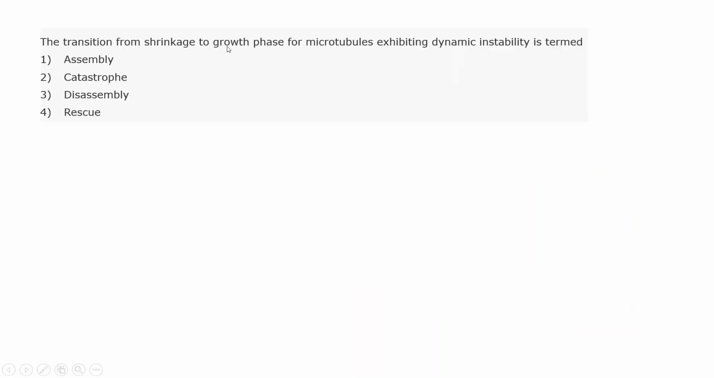The transition from shrinkage to growth phase for a microtubule exhibiting dynamic instability is termed as assembly, catastrophe, disassembly or rescue. Which might be the answer? Transition from shrinkage to growth phase of a microtubule. Microtubules actually pass through different phases, right? Which might be the answer?